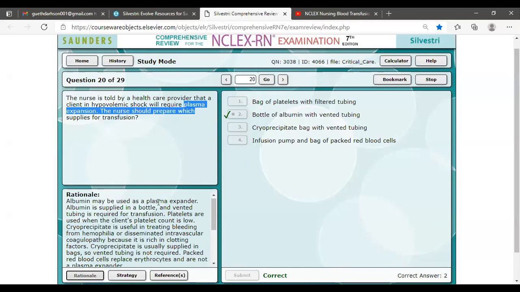Albumin may be used as a plasma expander. Albumin is supplied in a bottle. And platelets are used when the client's platelet count is low. If the patient has a bleeding problem like hemophilia or DIC, disseminated intravascular coagulopathy, or a clotting defect, we can use the cryoprecipitate. That's it.